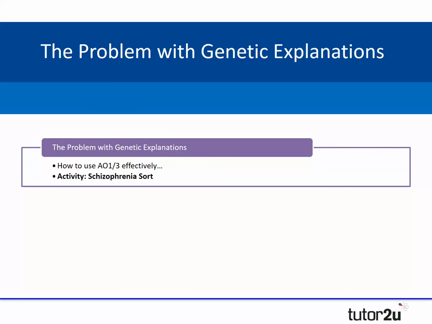Okay, on to the next section. We're looking at the problem with genetic explanations, and there are 2 aspects to this. The first is how to use AO1 and AO3 content effectively, and we'll talk more about that in a moment. And I'll provide you with another activity called Schizophrenia Sort that we'll also discuss.